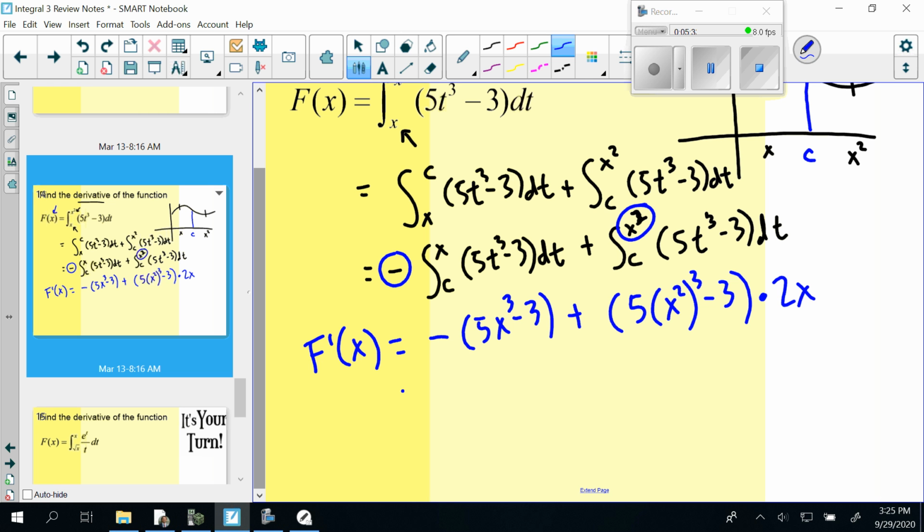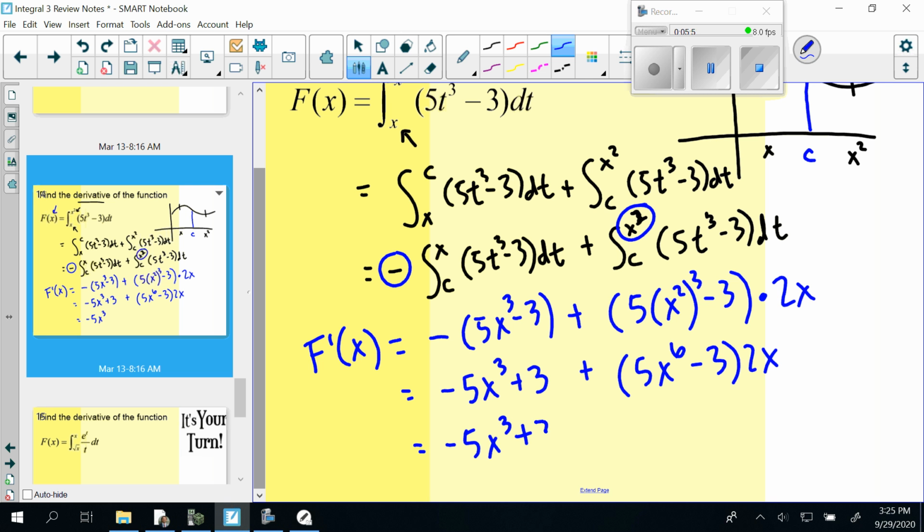So if we distribute that negative, we get that. On this other side, we got power to a power here. That's going to be 5x to the 6th power. And then next, distribute that 2x.